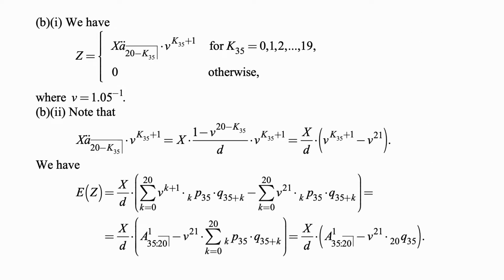Part B, Part 1. So Z is equal to X times A double dot angle 20 minus K35 times V to the K35 plus 1, because that's when that amount is paid, for K35 equal to 0, 1, 2 through 19, and 0 otherwise. And V, of course, is 1.05 to the negative 1 in this. I probably should have written this as 1.05 to the negative power, but it's the same thing.